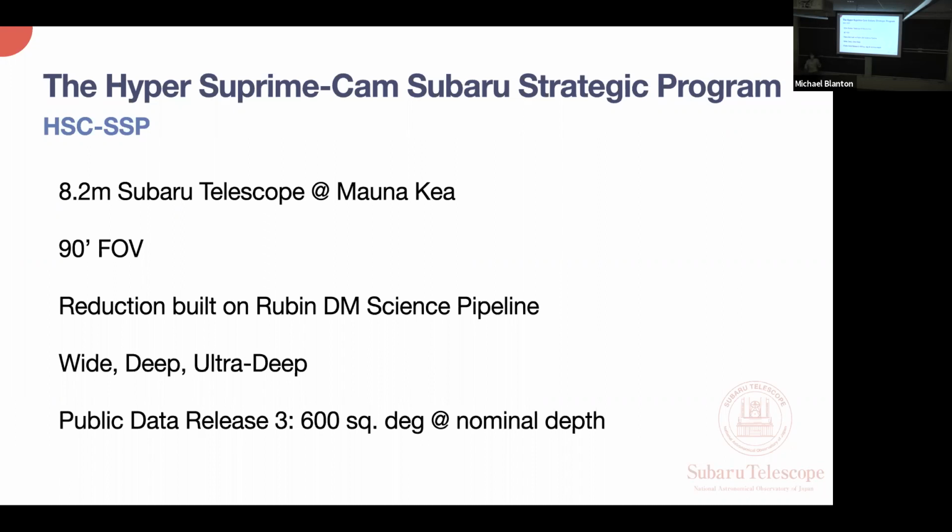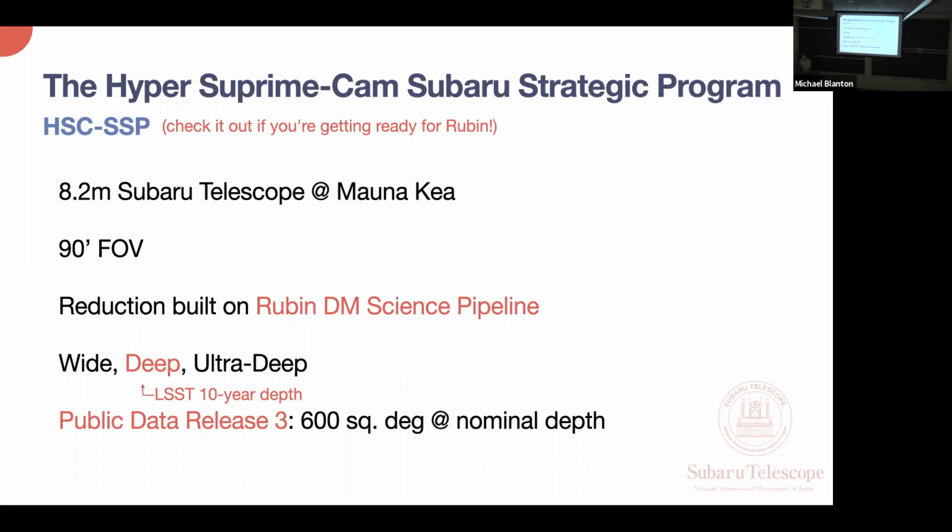And it's kind of the classical 3-tiered wedding cake structure of the wide layer, the deep, which spans a few tens of degrees, and then the ultra deep, which is a few degrees. We just had our third public data release, which is 600 square degrees at nominal survey depth. And I just want to point out to anybody who's interested in getting ready for Rubin and LSST, that as I mentioned, this is built on a very similar science pipeline. And the deep layer is at nominal LSST tenure depth, pretty close to it.